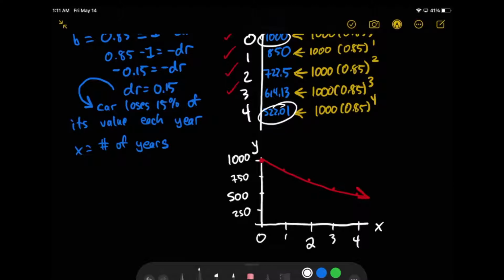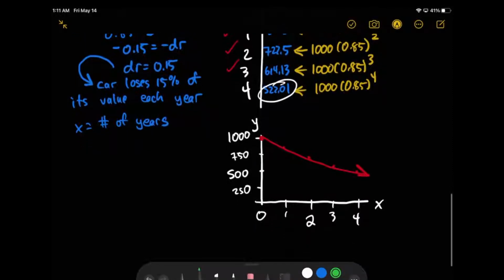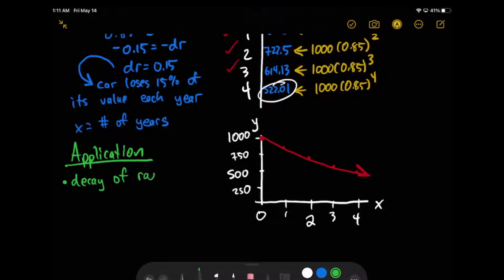The final thing I want to discuss, and I've kind of touched on this already, but I want to write it down in our notes, is application. So when are we going to deal with this kind of graph? What kind of word problems are we going to need to solve? One of the most common ones we're going to look at is decay of radioactive material. And I talked about this briefly in class the other day.